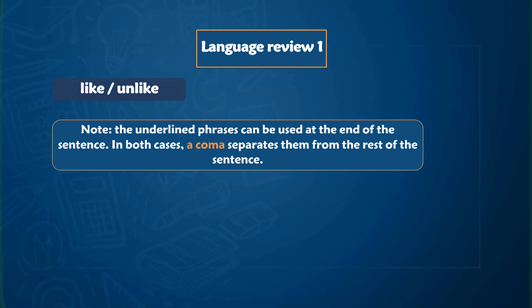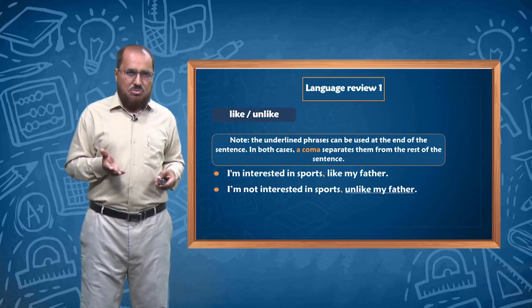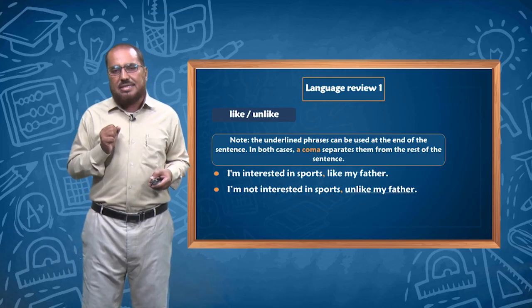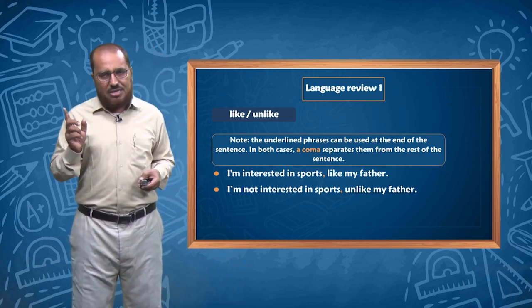More examples here. Don't forget that the underlined words like my father and unlike my father must be followed by a comma. And these phrases also can be added or written at the end of a sentence. In both cases, at the beginning or at the end of a sentence, we use a comma to separate the phrase from the rest of the sentence. Look at this: I'm interested in sports, comma, like my father. I'm not interested in sports, then you see comma, unlike my father.